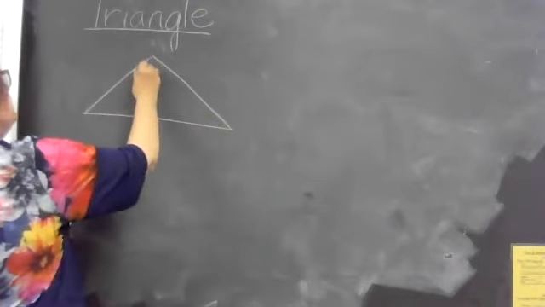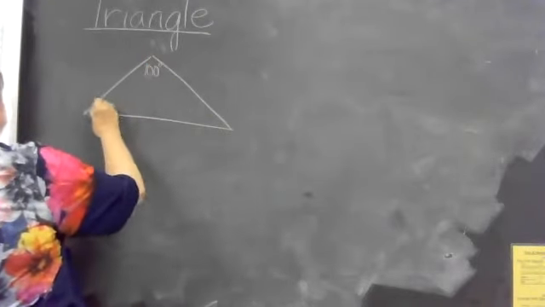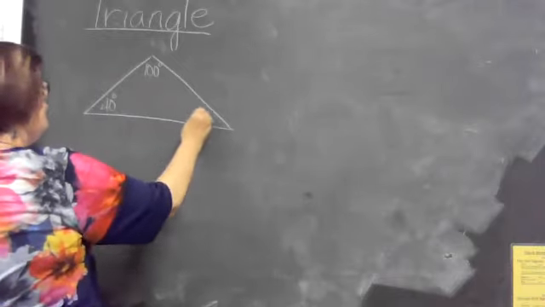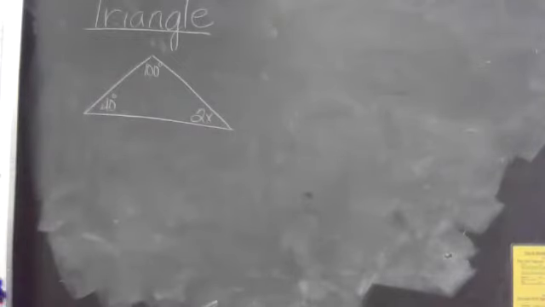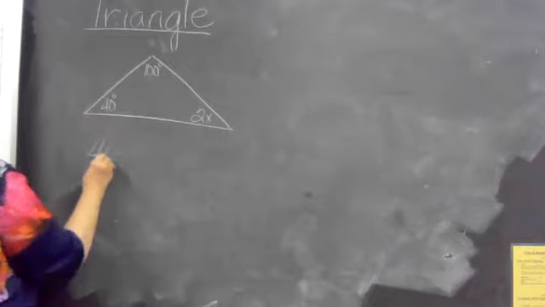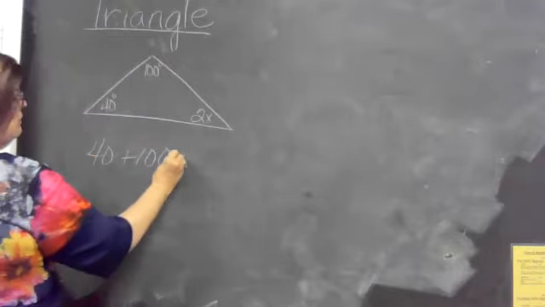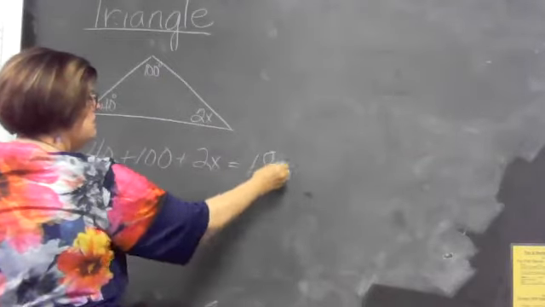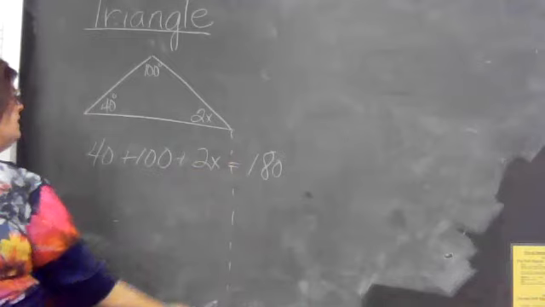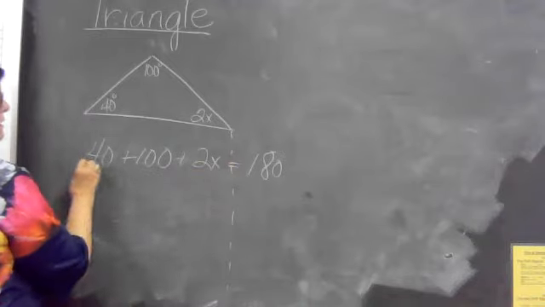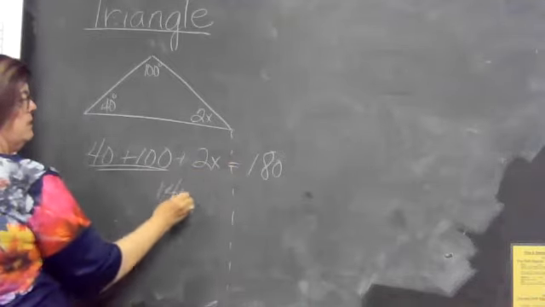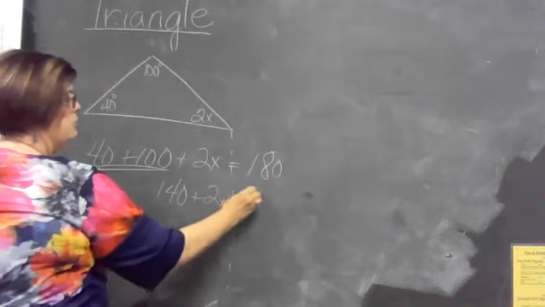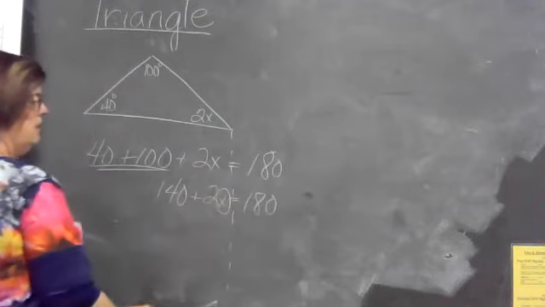So here it is, and they said this is 100 degrees, and they said this is 40 degrees here, and this is 2x. Well, we have to keep remembering that if we add all 3 up, we're going to get 180 degrees, right? So you can write it as 40 plus 100 plus 2x. If I add all 3, I get 180 degrees. Y'all see? And this is why I taught you to solve equations. Now I put these together. I have 140 plus 2x equals 180.